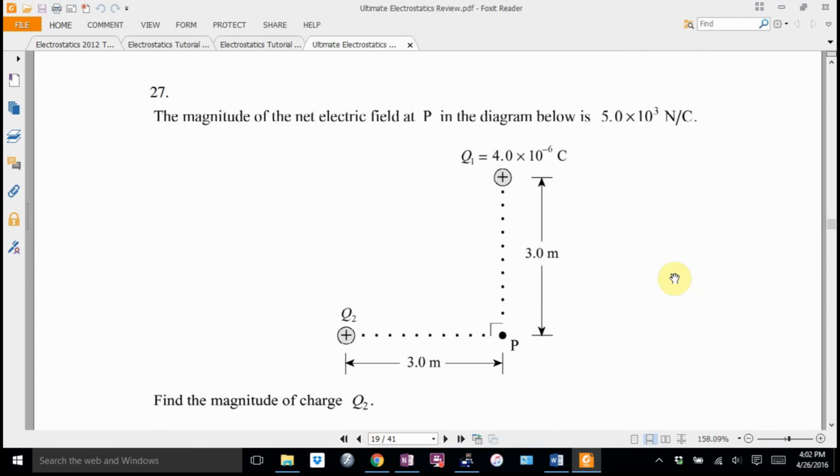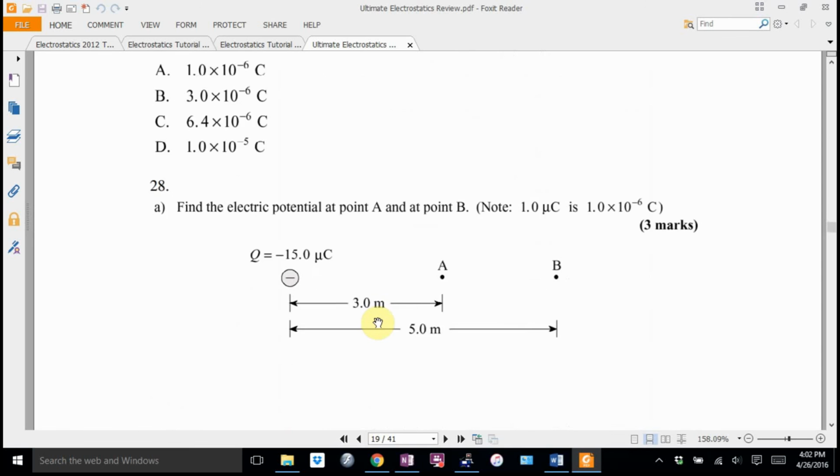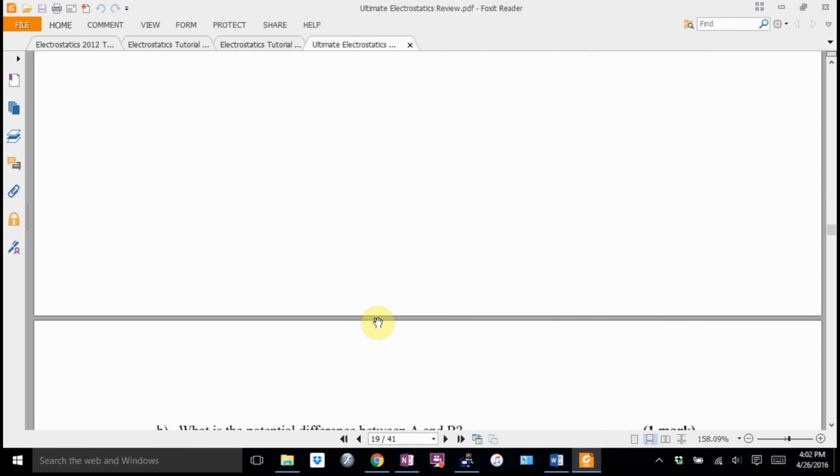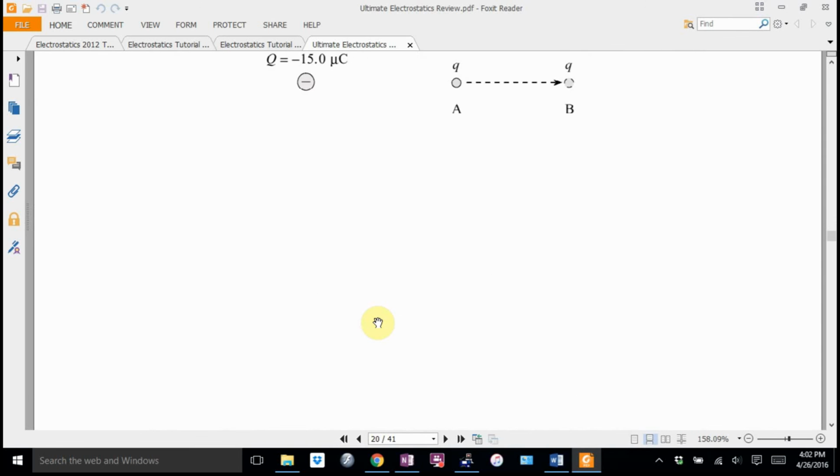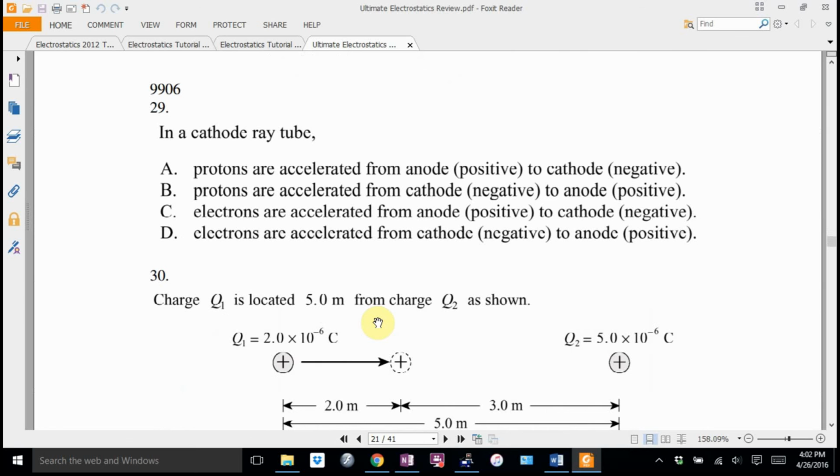Number 27, is electric field a vector? They are at angles. This would be fair game. In fact, I think there is one as a multiple choice question. Oh, no, this is asking you to find charge Q2. I take that back. This is a little overkill. Cathode ray tube, I'm not going to test you on it.